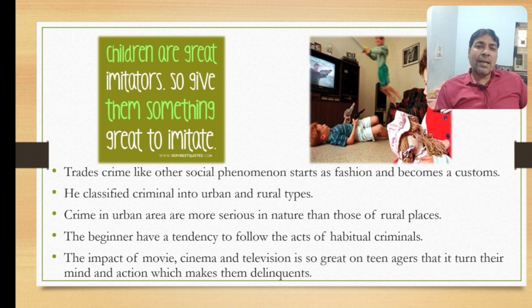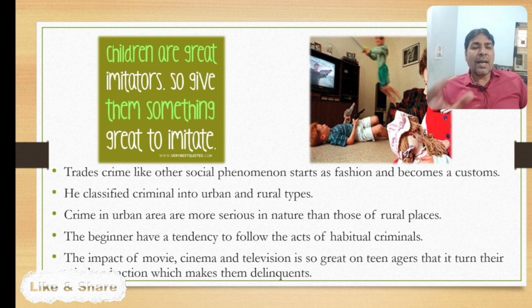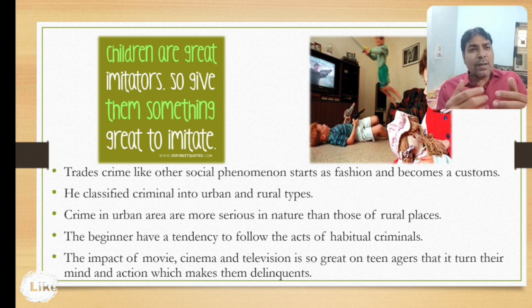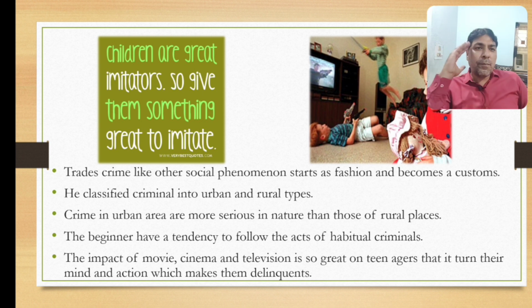The impact of movies, cinema and television is so great on teenagers that it shapes their mind and action and makes them delinquents. Whatever they watch on television will impact their mind. If they watch a good program, they may become law-abiding citizens. If they watch violence again and again, it definitely affects the mentality of the children, and they may copy that in real life, and in that process they may become delinquents, they may become criminals. It is a tendency of children to imitate whatever they watch. If they are watching violence, they will imitate. That's why the law of imitation is one of the reasons behind the increasing ratio of crime.